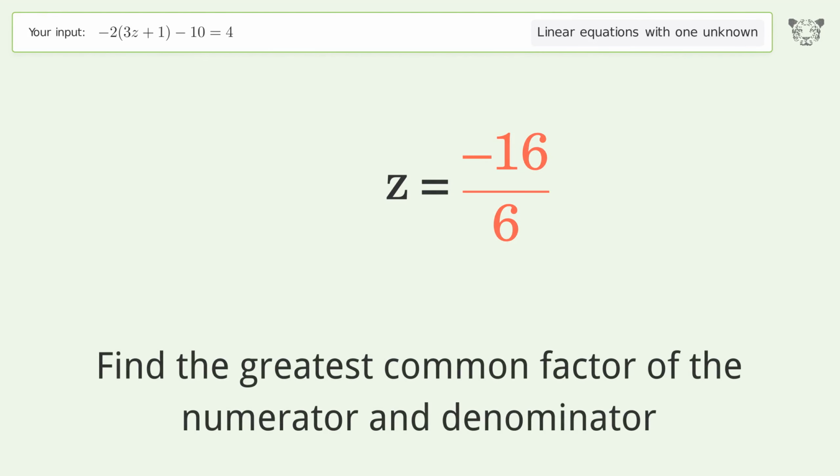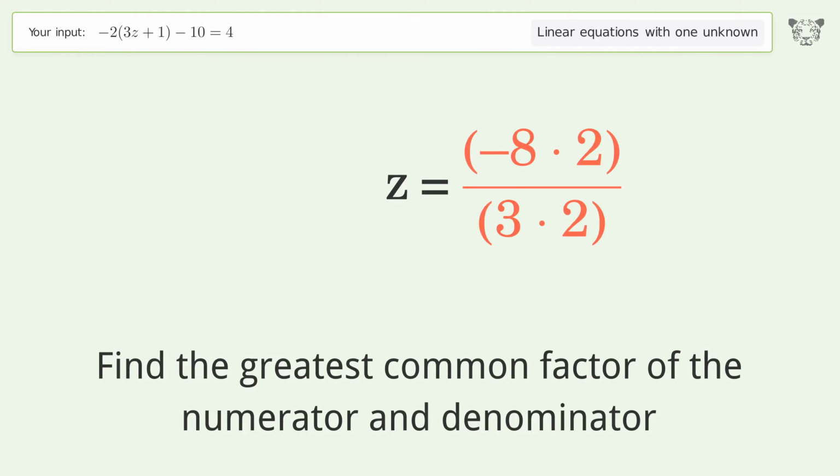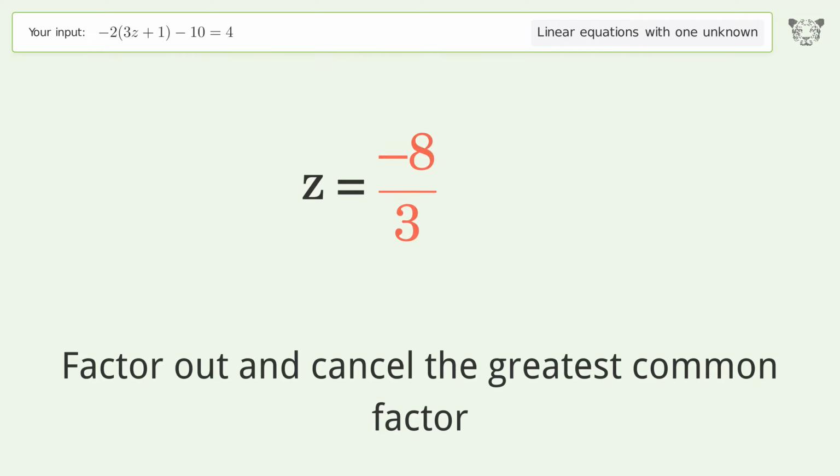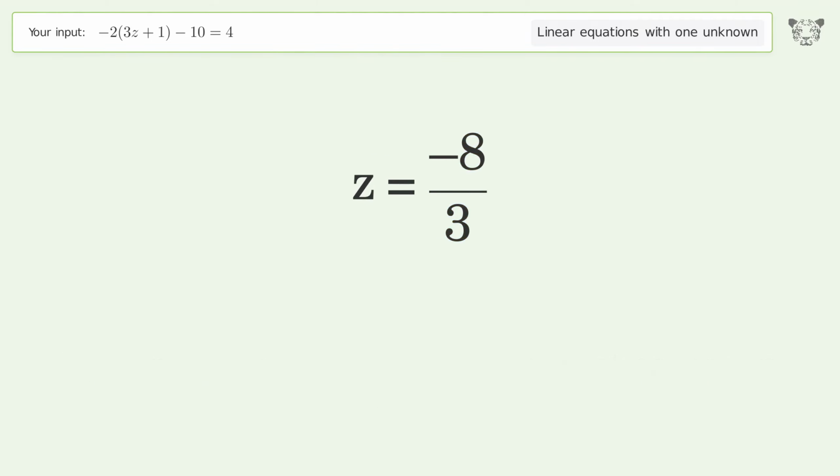Find the greatest common factor of the numerator and denominator. Factor out and cancel the greatest common factor. And so the final result is z equals -8/3.